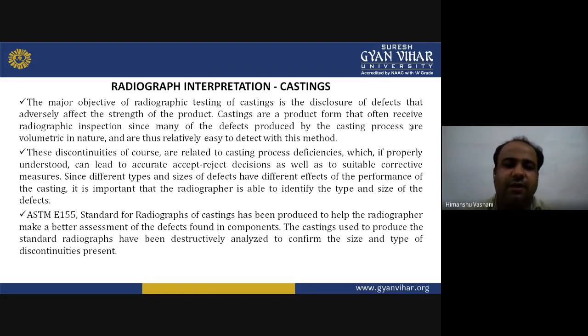They have created this document or database to help the radiographer make a better assessment of the defects found in components. It has all the details of the defects found in components. The castings used to produce the standard radiograph have been destructively analyzed to confirm the size and type of discontinuities present. So this database helps the radiographer make a better assessment of the defects found in components, which is really good, and it makes the work faster.